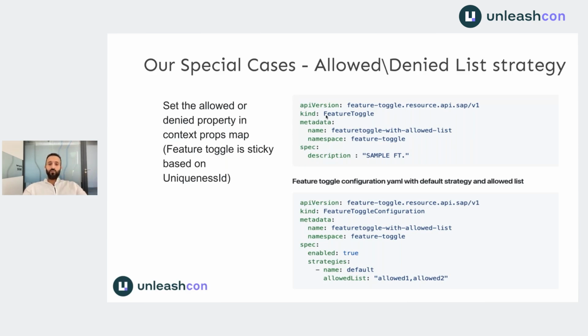As you see here, we have a resource for the feature toggle, and we have the description and the namespace where I want to apply it. And the feature toggle configuration is where we define the strategy.